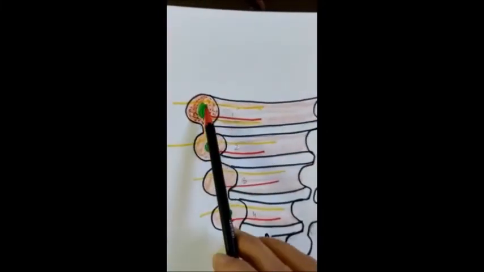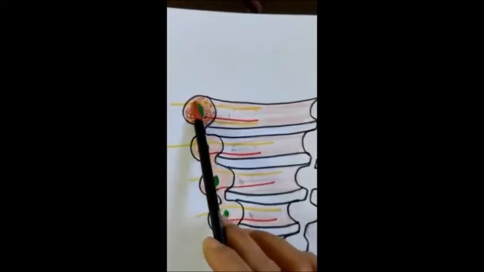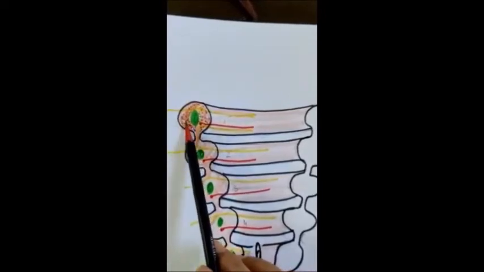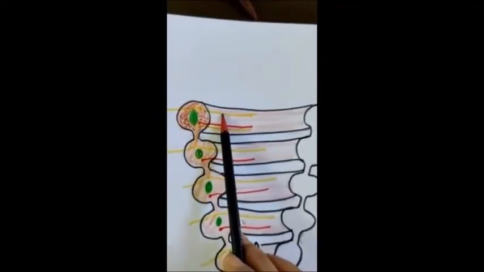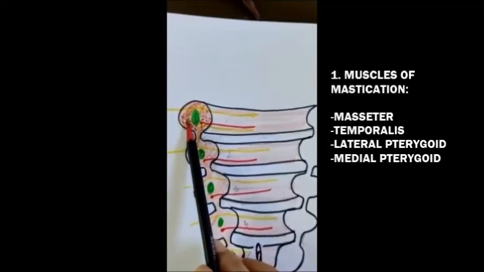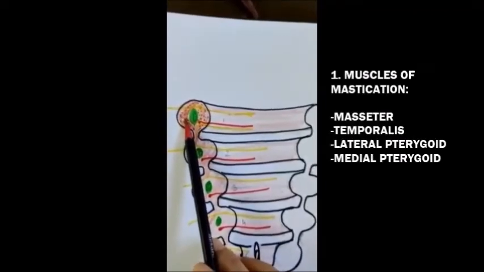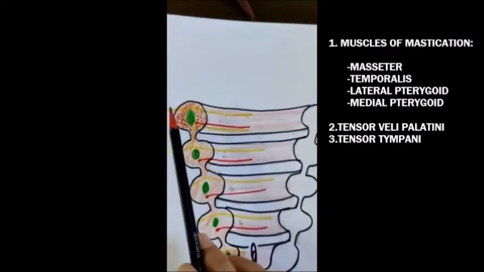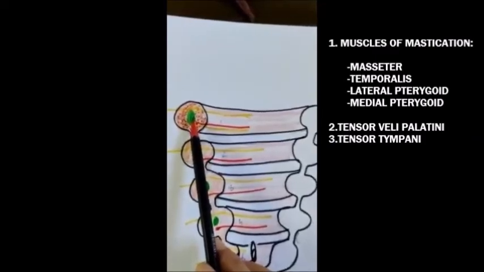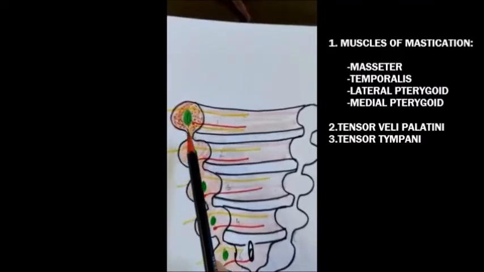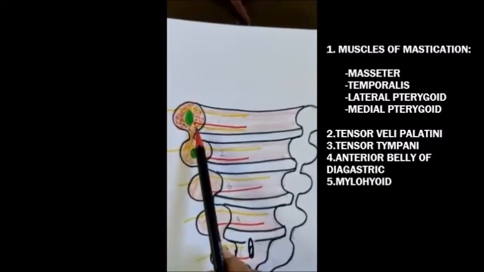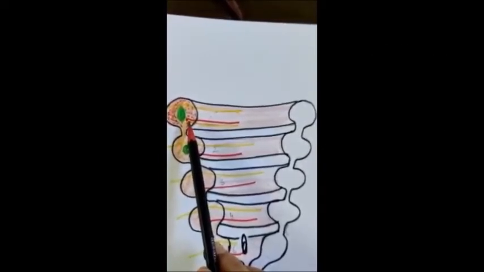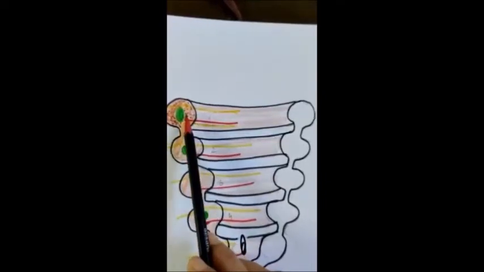The muscular component here, which is developing from the surrounding mesoderm, will form the muscles of the first arch, and these muscles are all supplied by the mandibular nerve. And these muscles are all the muscles of mastication. There are four muscles of mastication: masseter, temporalis, lateral and medial pterygoid. Apart from that, we have tensor veli palatini and tensor tympani above, and below it will be anterior belly of digastric and mylohyoid muscles, which are supplied again by the mandibular nerve. So a total of 8 muscles are supplied by the mandibular nerve, and they all develop from the first arch.